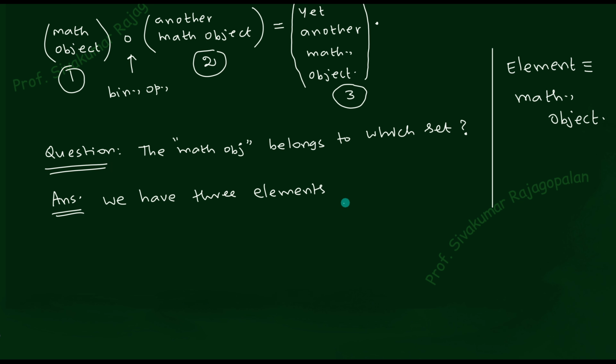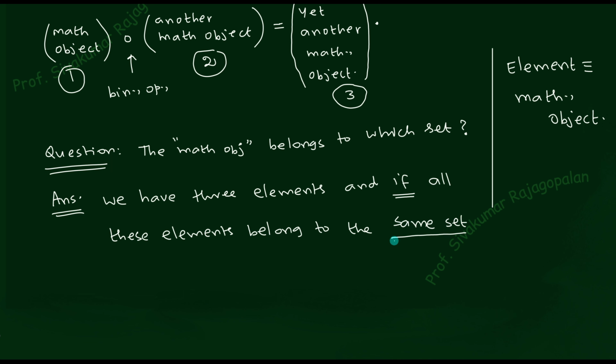So we have 3 elements, and now the condition comes. This is important. The condition is important: if all these elements belong to the same set, all these elements belong to the same set. The word same is important. Same set. Okay, if that condition is satisfied, then we say that the binary operator is having the closure property.